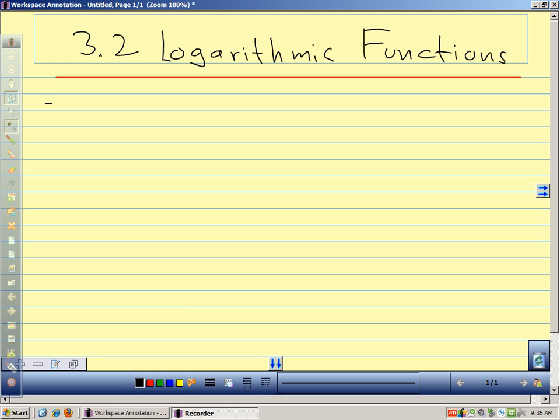So the idea of a logarithmic function. The logarithmic function is the inverse function of exponential functions. So we know that if we look at the graph of an exponential function, a quick sketch looks something like this. The graph passes the horizontal line test and the vertical line test. So exponential functions are functions, and because they pass the horizontal line test, they have an inverse. So the logarithmic function is the inverse function of the exponential function.